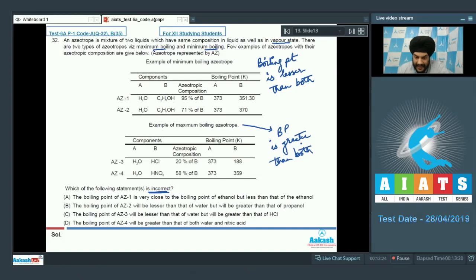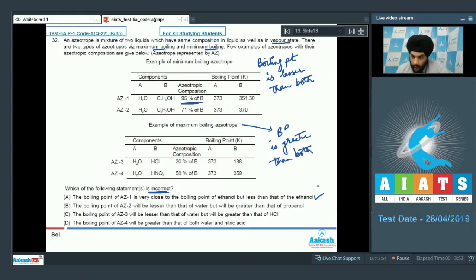So if we look at the first option, we can clearly see that the first statement is correct because the boiling point will be close to ethanol as the composition contains 95% of ethanol, but the boiling point is going to be lesser than that of ethanol. So the first statement is correct. If you look at the second statement now, the boiling point of azeotrope 2 will be lesser than that of water, but it will be greater than that of propanol. This is incorrect, students.